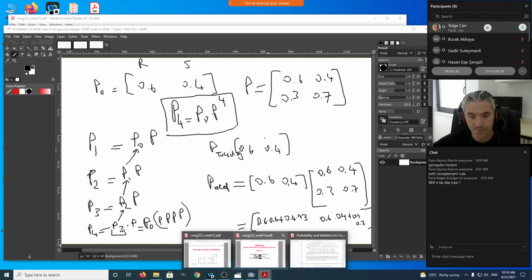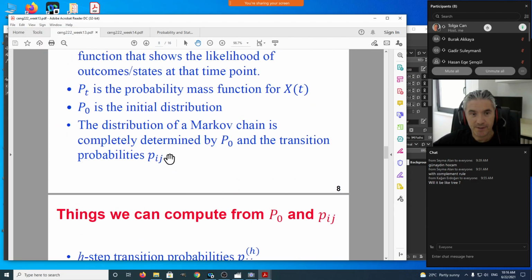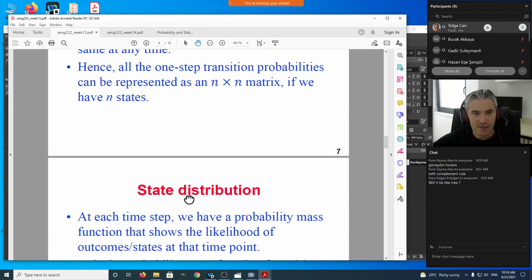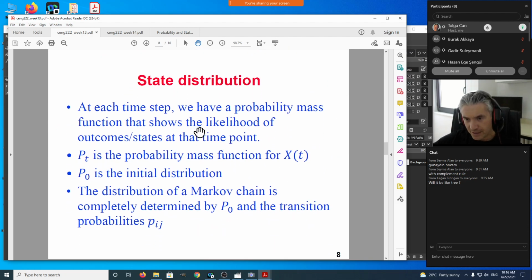So let's go back to the slides. Okay, so the state distribution is that row vector, which is basically the probability mass function. It tells our belief, the distribution of our belief over the states at time t. Usually P0 is the initial distribution at time 0 that is given to us.